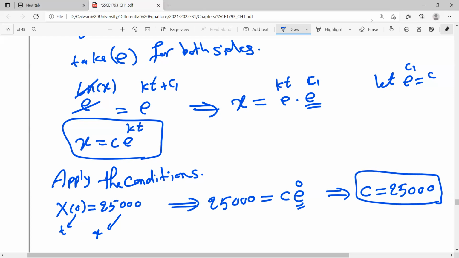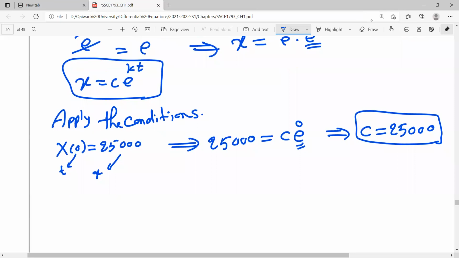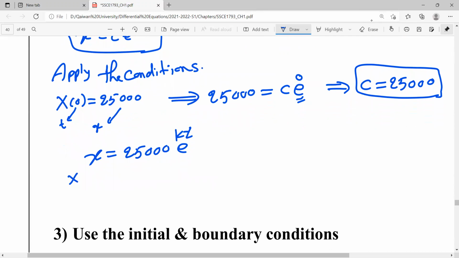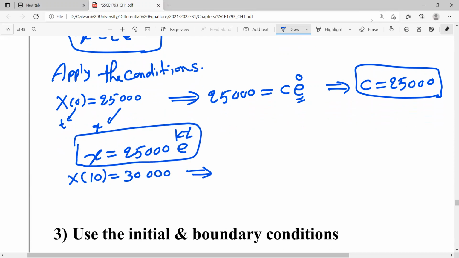Now we return this to the last equation, and we get x equals 25,000 e to the power kt. We still have a constant in the equation. We must find it also. Then by using the second condition, x of 10 equals 30,000. We apply the conditions always to the last equation, and for now this one is the last equation.